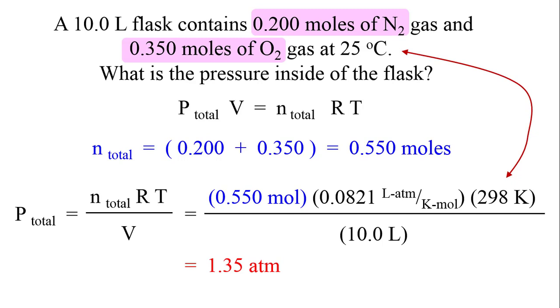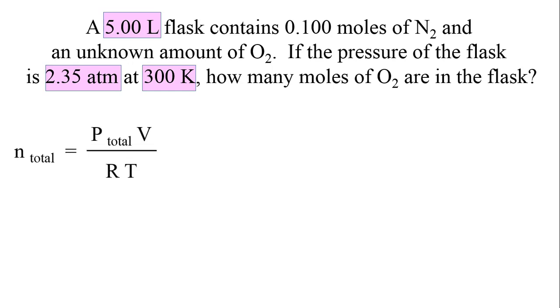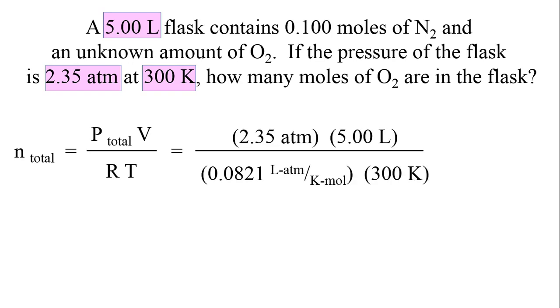A second type of problem is that we have information on the amount of one gas, but we're seeking information on the amount of the other. Here we have a flask with a known volume, total pressure, and a temperature. Using those values in the ideal gas law can lead us to the total number of moles of gas in the flask. We rearrange the ideal gas law for moles and then plug in the numbers. Calculation gives us 0.477 moles total.